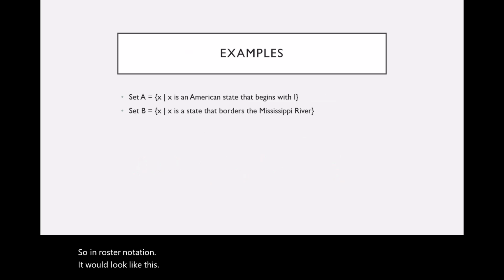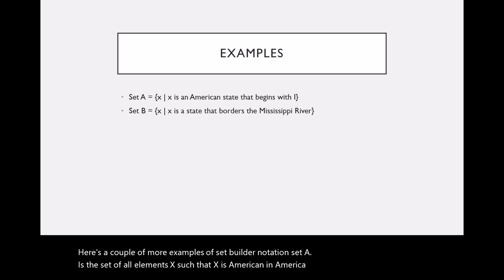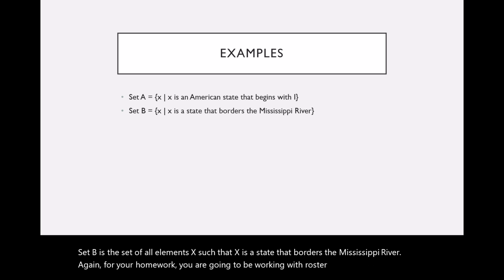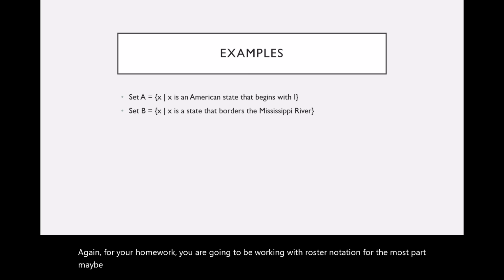Here's a couple more examples of set builder notation. Set A is the set of all elements x, such that x is an American state that begins with I. Set B is the set of all elements x, such that x is a state that borders the Mississippi River. Again, for your homework, you are going to be working with roster notation for the most part, maybe exclusively, but I want you to be aware of this other set builder notation.